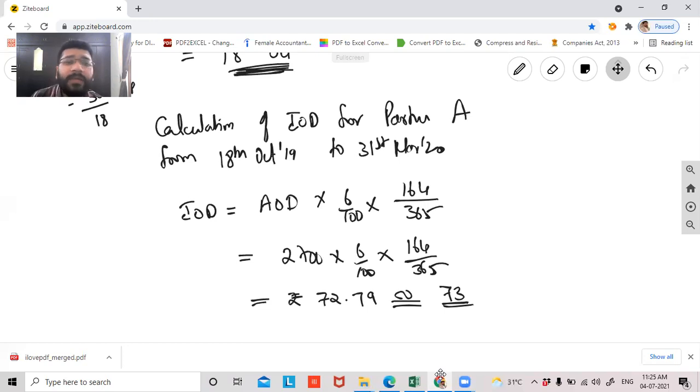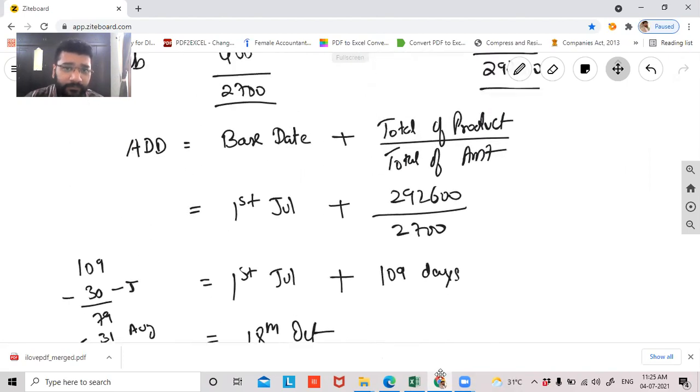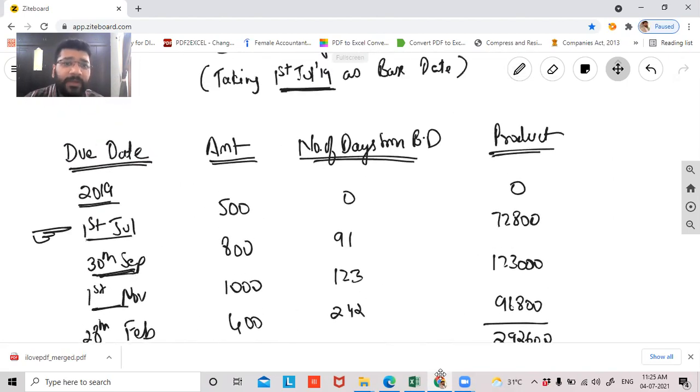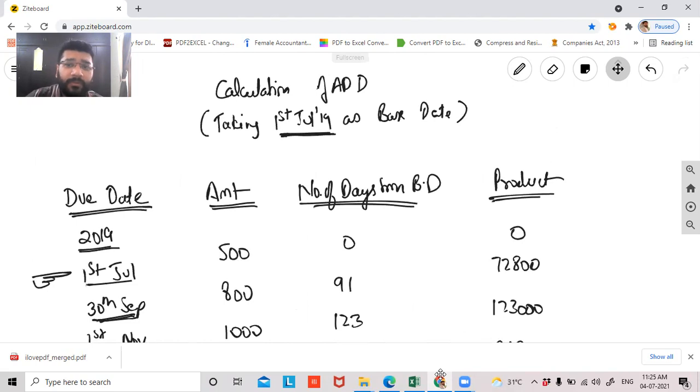Please do it for partner B by yourself and tell me if you're getting it or not. First, you have to calculate the average due date for partner B and then the interest. So 3 minutes of time, guys, to complete this. This was the calculation of average due date for partner A. You have to calculate the average due date now for partner B, guys. Same way. And then the interest.